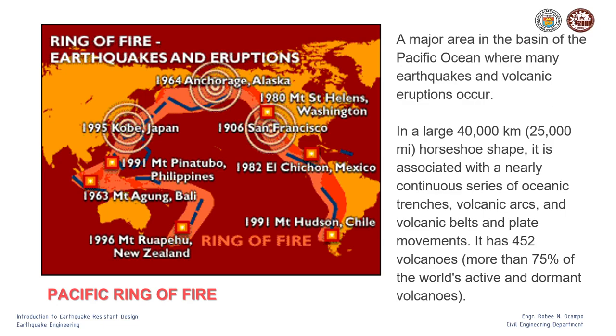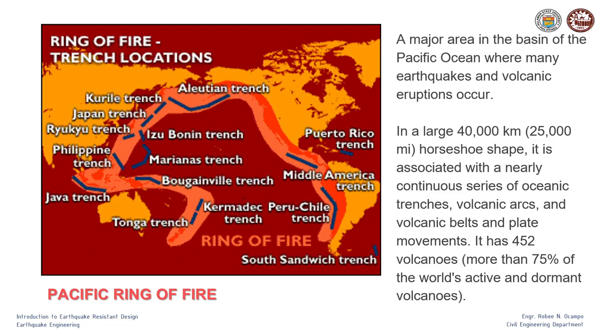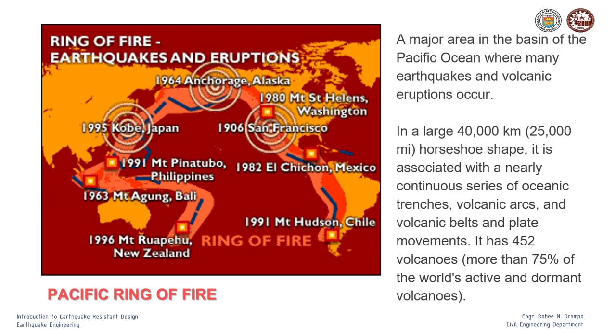So, the Pacific Ring of Fire has 452 volcanoes. So, more than 75% of the world's active and dormant volcanoes are located in the Pacific Ring of Fire. Okay?